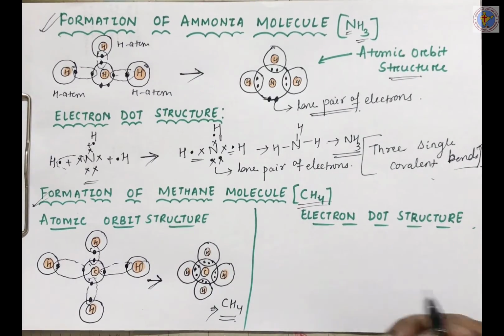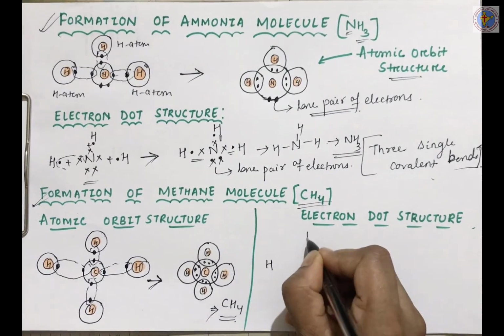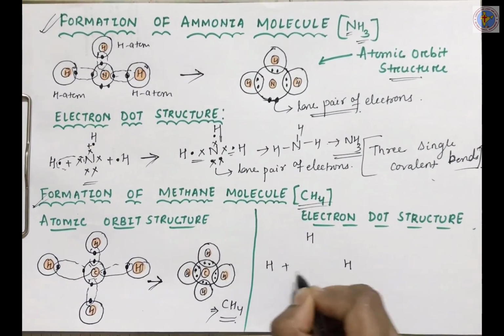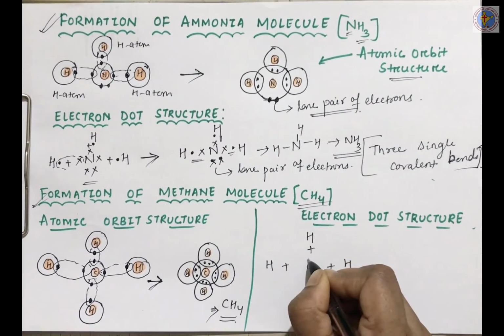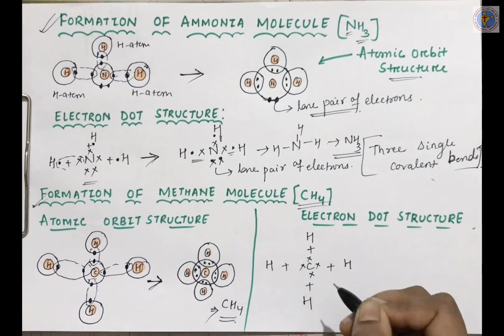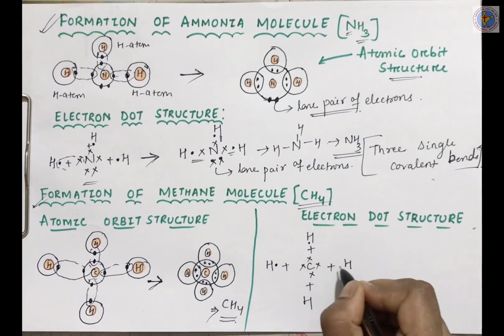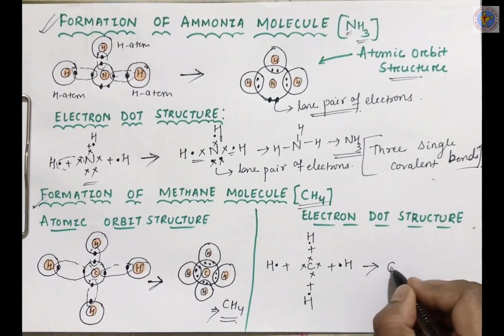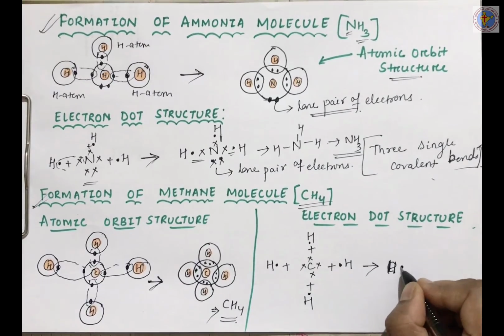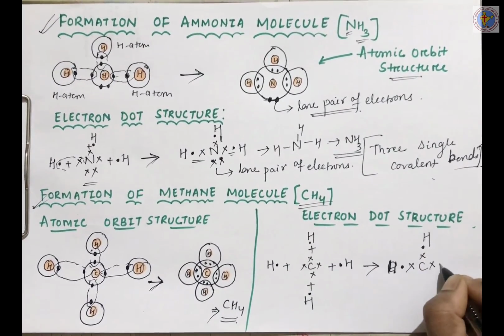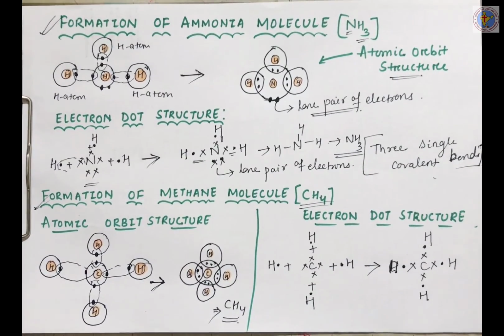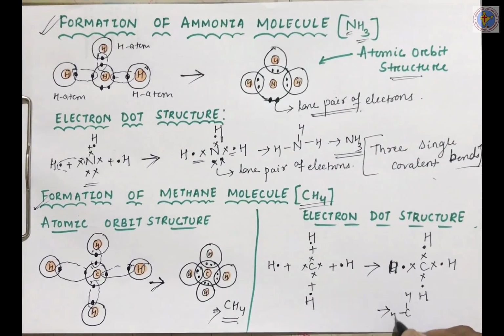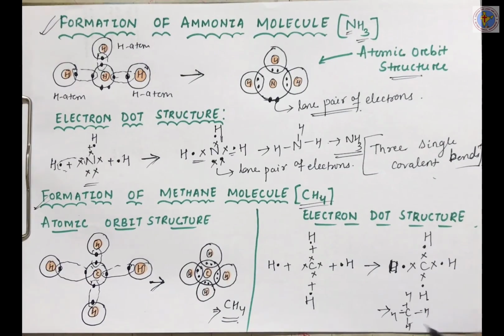Let us draw the electron dot structure. In the electron dot structure you see H, H, H, H. We are writing C and taking cross for C. So 1, 2, 3, 4. After that what will we get, children? We will get H, H, and this is dot, this is cross, again H, again H, and again H. So like this we are getting CH, H, H, H. How many bonds are we getting here? 1, 2, 3, 4. 4 single covalent bonds. So this is your CH4 molecule, that is the methane molecule.